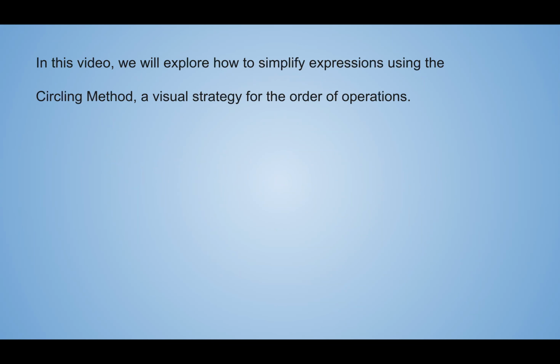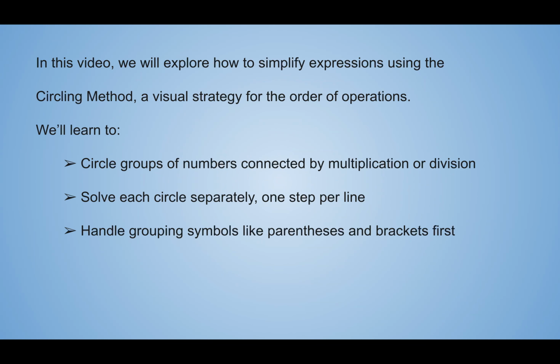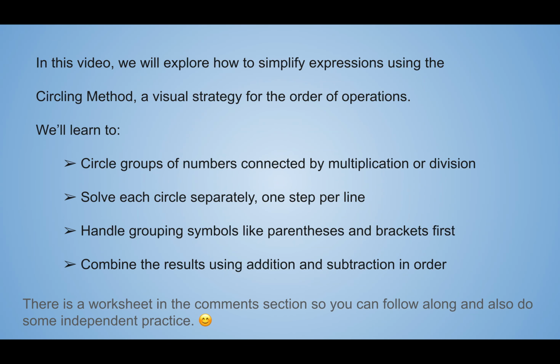So in this video, we're going to explore how to simplify expressions using the circling method. It's a visual strategy for order of operations. You're going to learn to circle groups of numbers connected by multiplication or division. You're going to solve each circle separately, one step per line. You're going to handle grouping symbols like parentheses and brackets first. And then you're going to combine the results using addition and subtraction in order. And I mean in order from left to right.